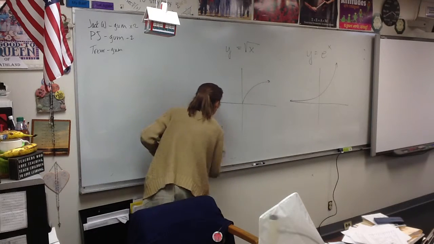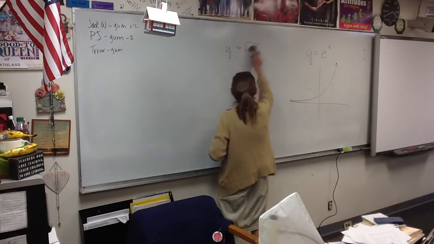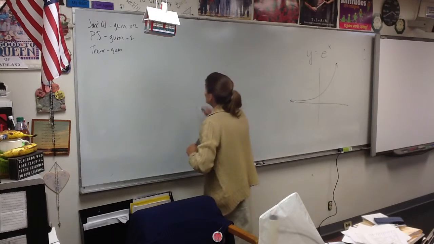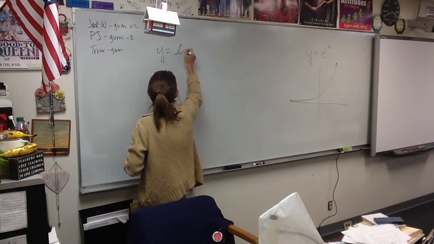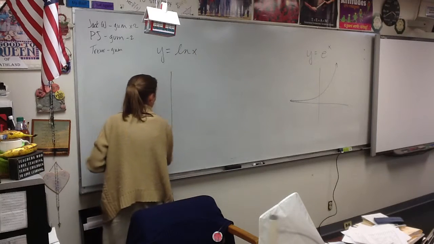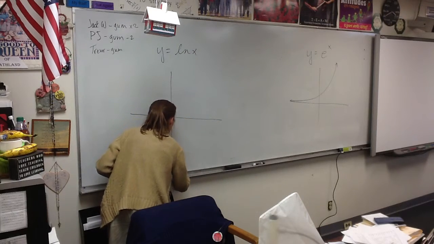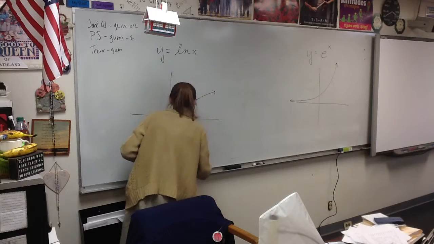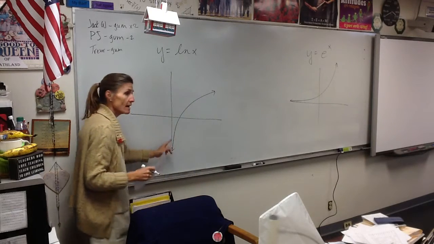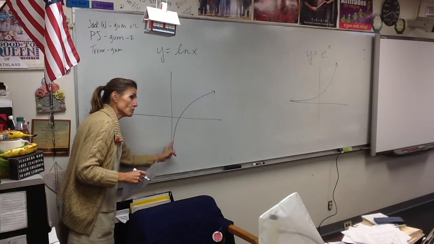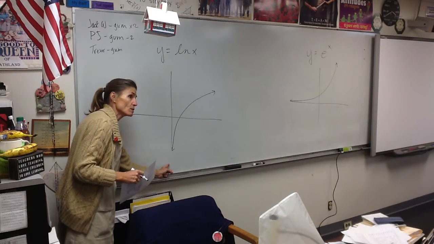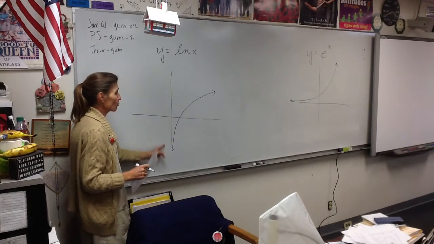Now we have our logarithmic function. Your equation is ln x. And your picture looks like this. This is an asymptote. We're getting closer and closer as we go down, but never touch it. This is your logarithm.